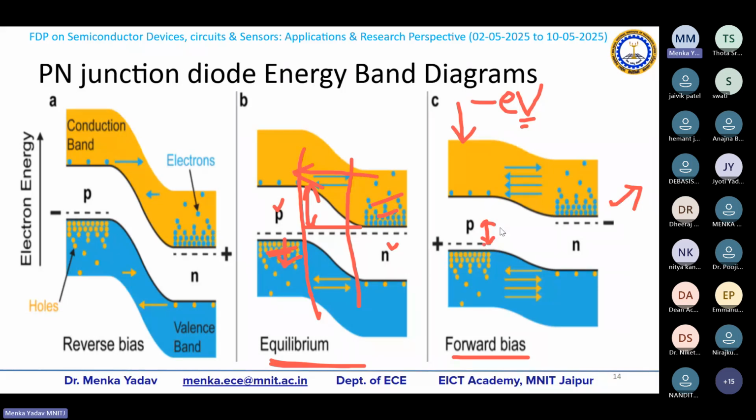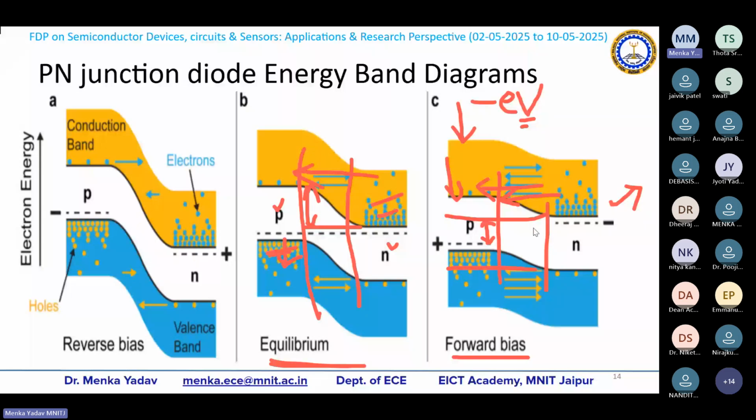So now you can see the barrier height is lesser, so more electrons can move. If you make it more, the bands come into alignment. In this situation, the electrons can freely move and the current starts flowing without any hindrance in the forward bias, right?